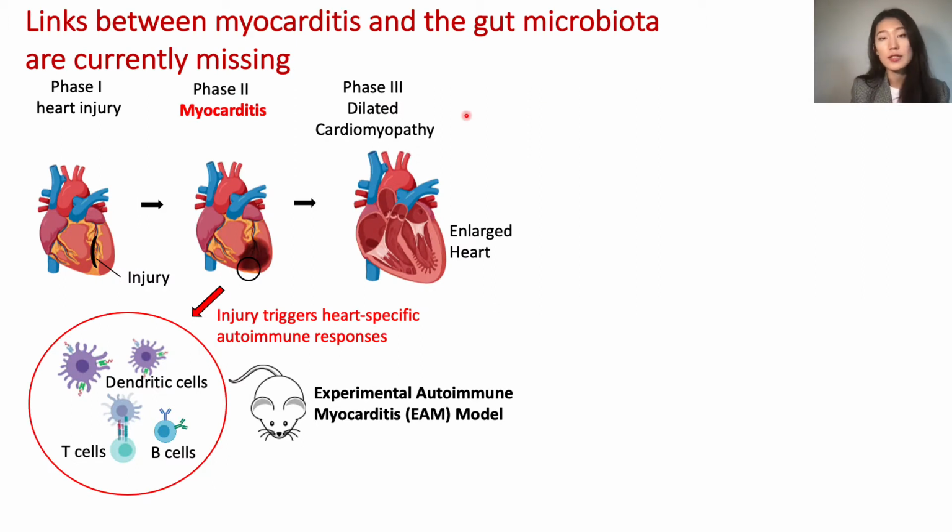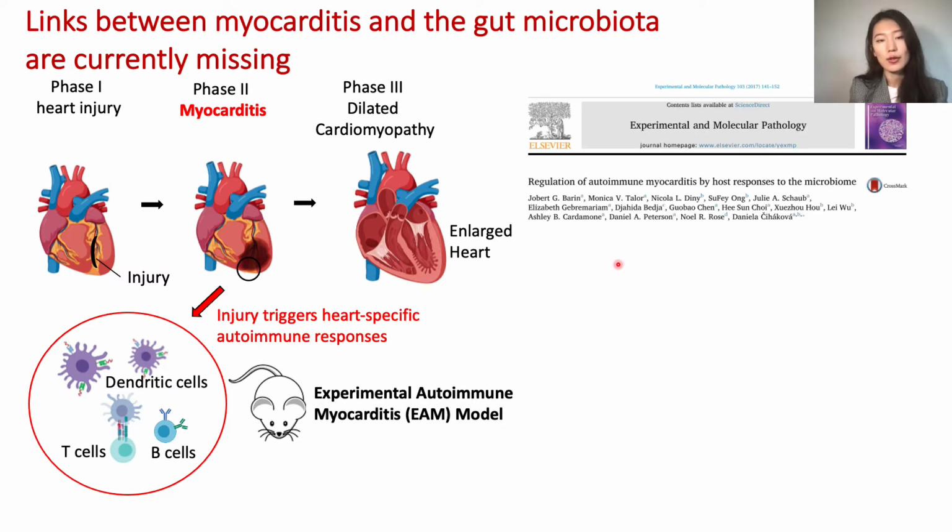Myocarditis is an inflammatory disease of the heart muscle and has caused millions of people to die worldwide. Myocarditis is caused by injury to the heart and can develop into heart disease and ultimately heart failure. Heart-specific autoimmune responses are a hallmark of myocarditis. In a laboratory, we can model these autoimmune responses in a mouse model of EAM.